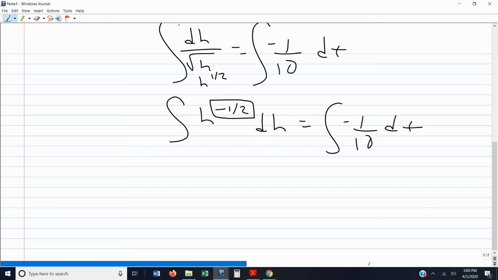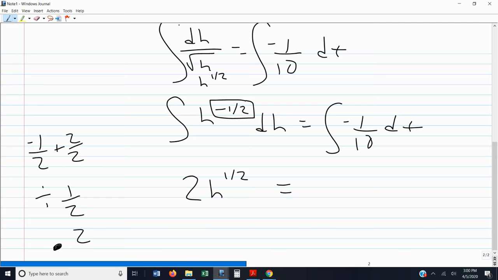So first you would be adding 1, or 2/2, and that gives us 1/2. You also have to divide by the new exponent. So after you add 1, you have to divide by the new exponent, and dividing by 1/2 is the same as multiplying by 2. So there's your antiderivative there. The antiderivative of -1/10 is -1/10 t plus your constant.